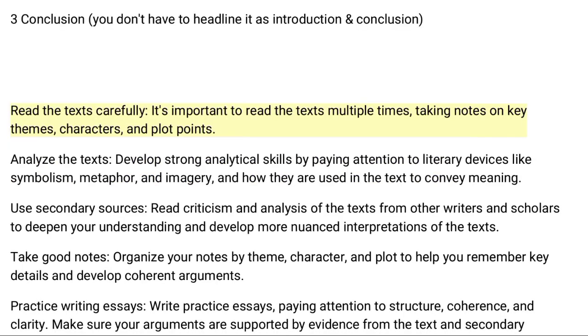Read the texts carefully. It's important to read the texts multiple times, taking notes on key themes, characters, and plot points. Analyze the texts. Develop strong analytical skills by paying attention to literary devices like symbolism, metaphor, and imagery, and how they are used in the text to convey meaning. Use secondary sources. Read criticism and analysis of the texts from other writers and scholars to deepen your understanding and develop more nuanced interpretations of the texts.